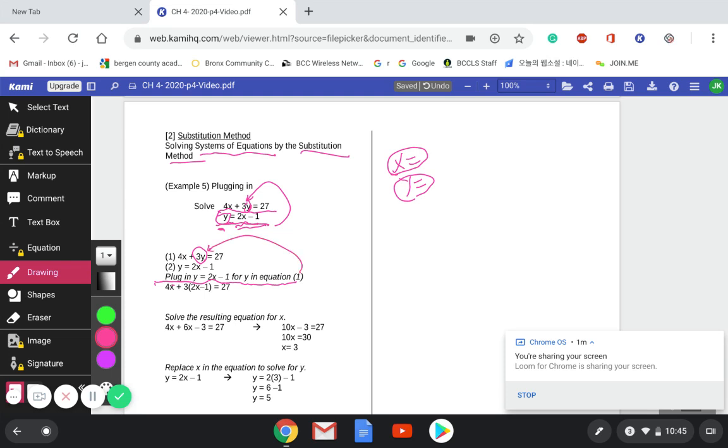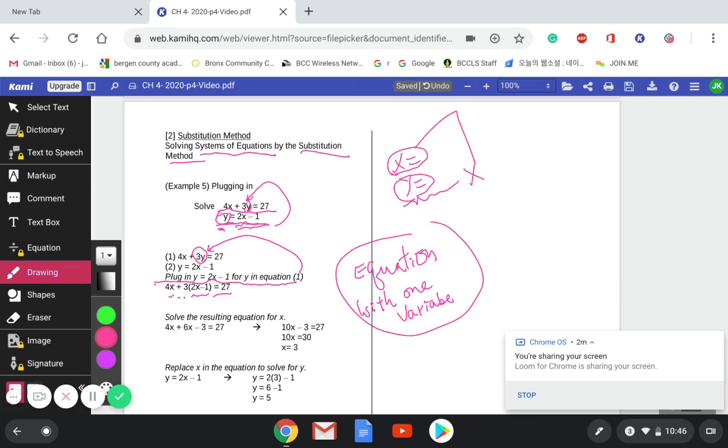If I do that, I end up with 4x plus 3 times (2x minus 1) instead of y, equals 27. In this way, we have an equation with one variable, and when you have an equation with one variable, you can solve for that variable. What happened was that y has been replaced with an expression in x, so now you only have an equation with x's.